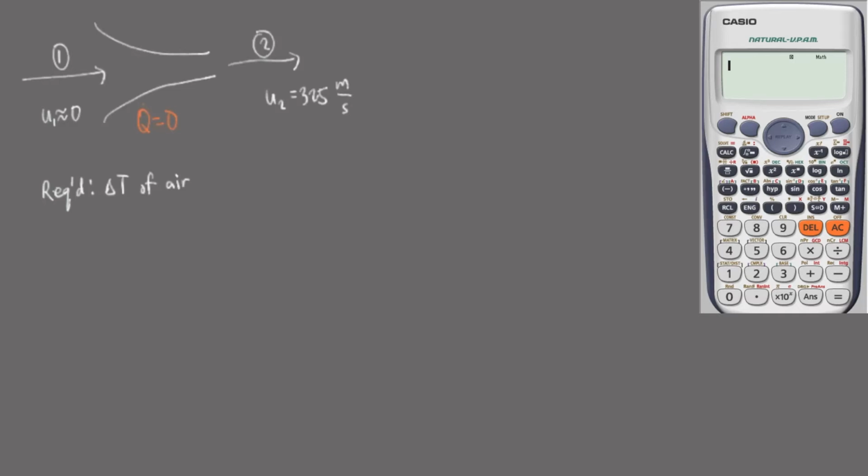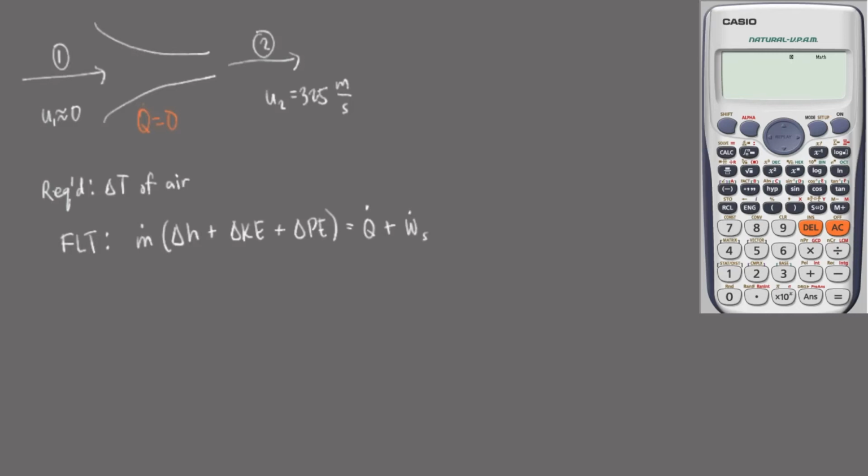Since this is a steady state open system problem, we can go straight to our energy balance equation. The first law of thermodynamics in this case would be the mass flow rate of air multiplied by the change in enthalpy of the air plus the change in kinetic energy plus the change in potential energy is equal to the rate of heat transfer plus the rate of work transfer.